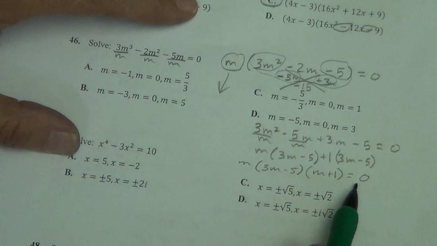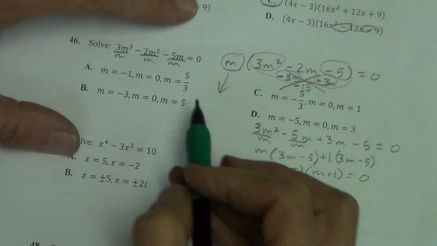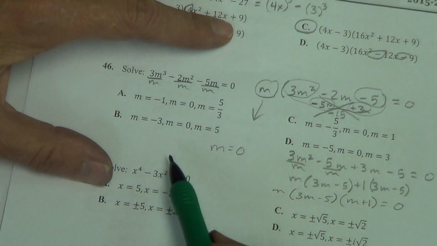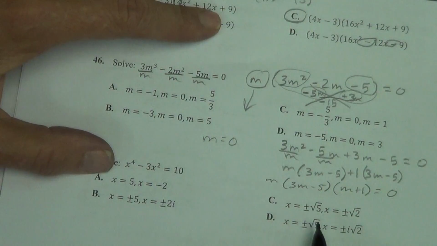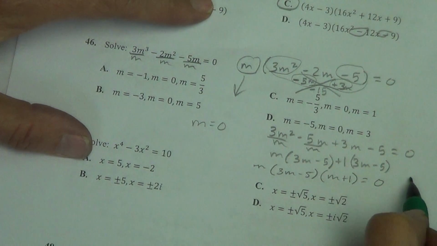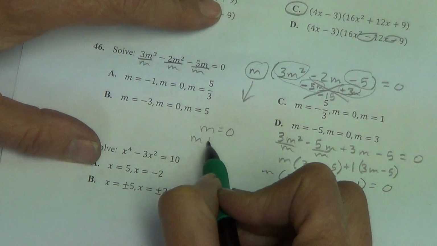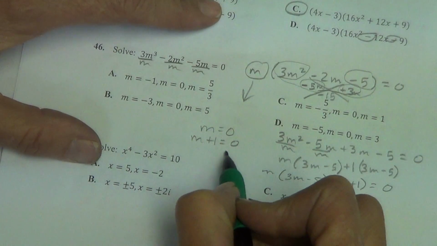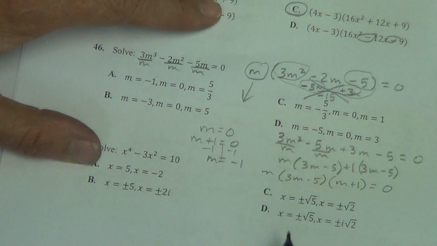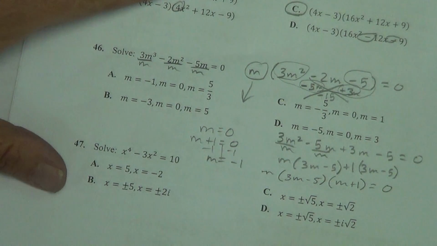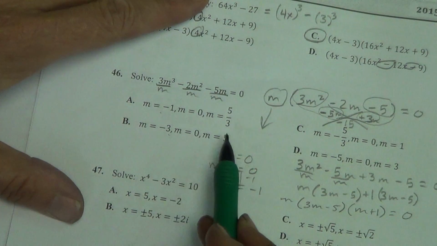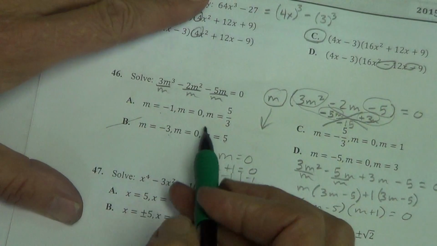You want to set each of these to 0. So the first one, m will equal 0. Are there any answers without m being equal to 0? No, we can't eliminate anything there. So now we have m plus 1 equals 0. Solve for that. That would mean that m equals negative 1. Well, hopefully we have some we can eliminate there. There's no m equals negative 1 here. It's out.